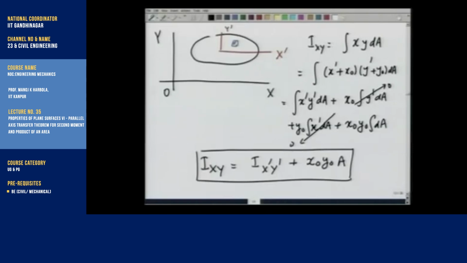So what we have learnt is, if we know the second moment of inertia and the product of inertia about a set of axes passing through the centroid, I can calculate about any other set of axes which are parallel to those passing through the centroid.